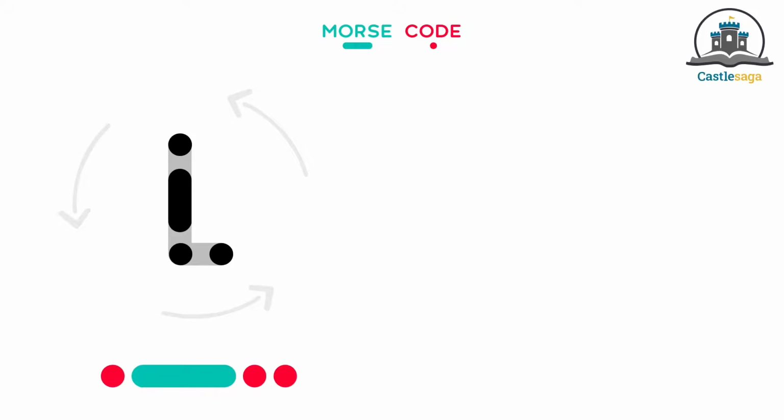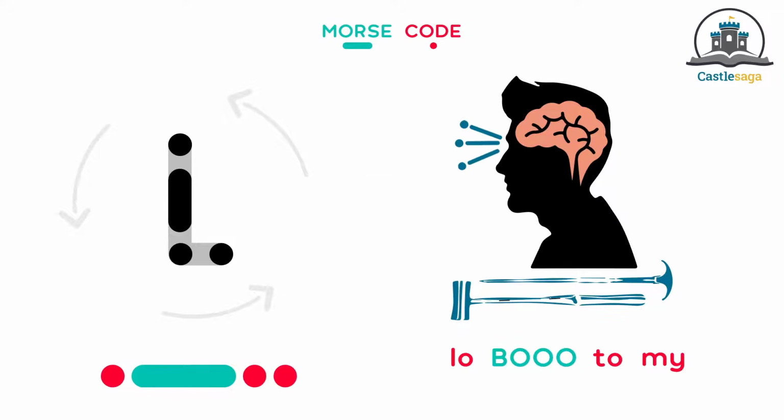Now, the word for L will be lobotomy. During the 1940s, it was a common type of brain surgery for curing mental disorders. So, lobotomy.